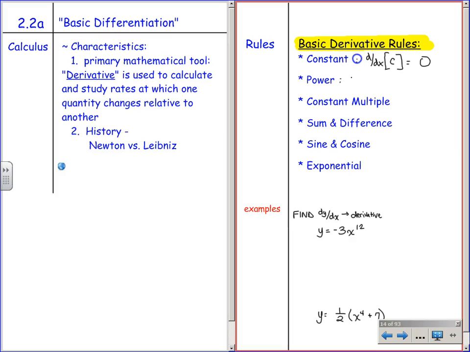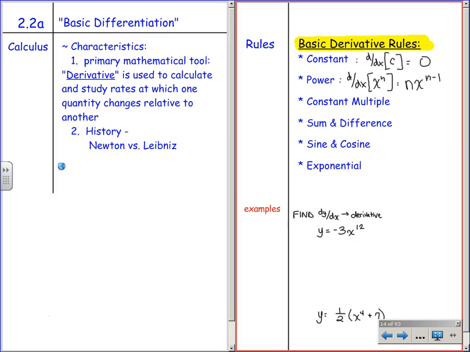Power rule. That's one we've talked about multiple times, and some of you mastered it in the summer review, and some of you just kind of limped along. Now it's time for us to get good at it. Bring down the n and subtract 1 from the power.